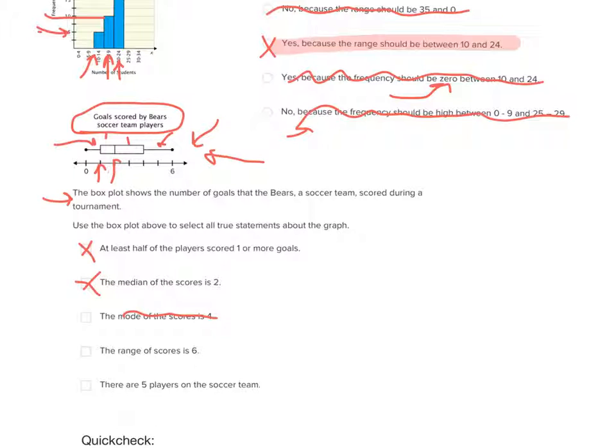The range of the scores is 6. Yes, 0 is the smallest and 6 is the largest, so yes, the range of the scores is 6. There are 5 players on the soccer team? No idea. It doesn't show that. And there's probably more than 5, aren't there? That doesn't make sense. Okay, so that's it.